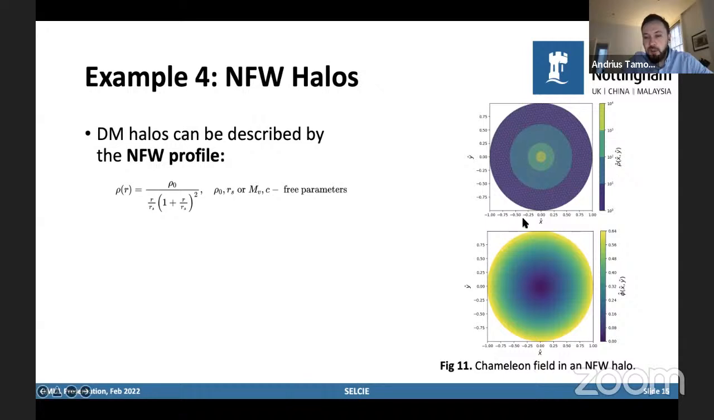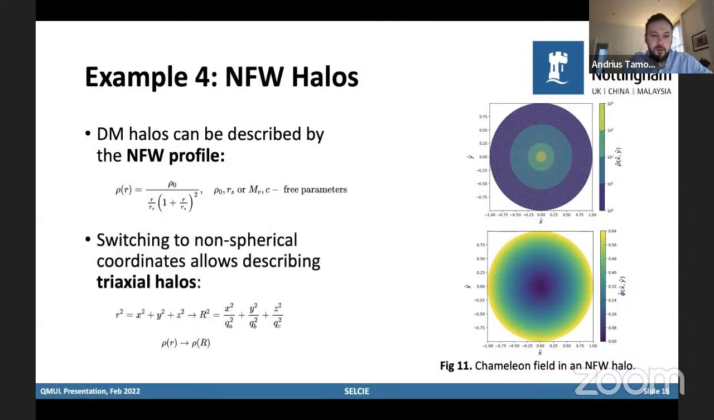Once again, we use our code and we get the solution for the field inside the NFW halo profile. Obviously, this is all spherical. Real NFW halos, or real halos, I should say, in nature are not exactly spherical, but you can easily switch to triaxial coordinates, where you just divide each of the Cartesian coordinates by some parameter, q_a, q_b, or q_c, and you can describe triaxial NFW halos, where it's stretched or squished along each of the axes.